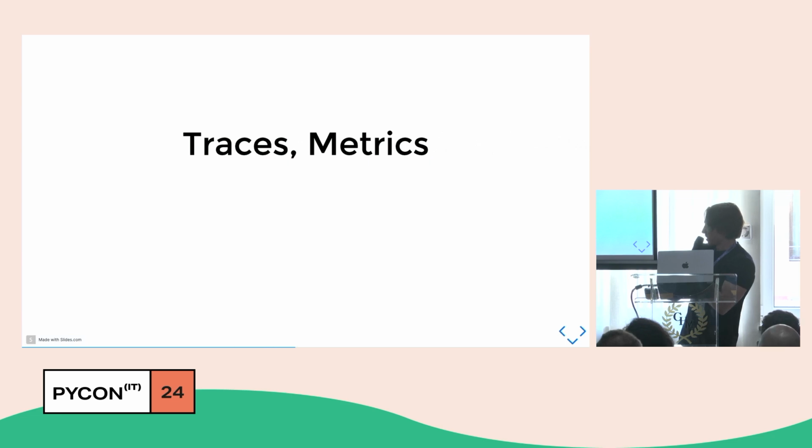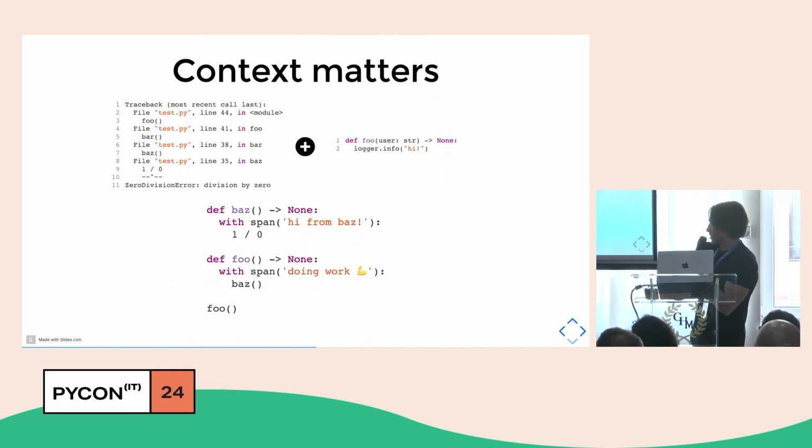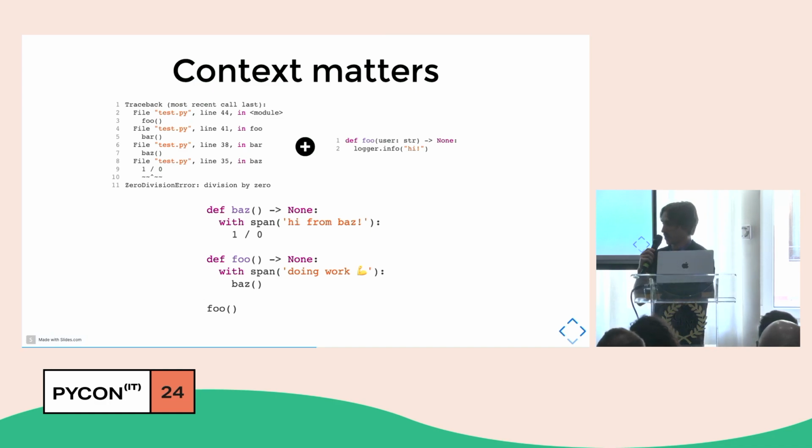So enter tracing and metrics. These are relatively newer things that have shown up at big companies over a decade ago, but realistically for most of us developers, in the last decade. Context matters. Like we just said, logs have no context, and one of the really big things that traces bring to the table is context.